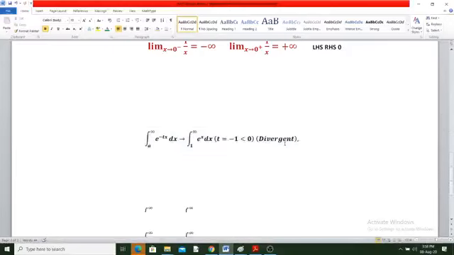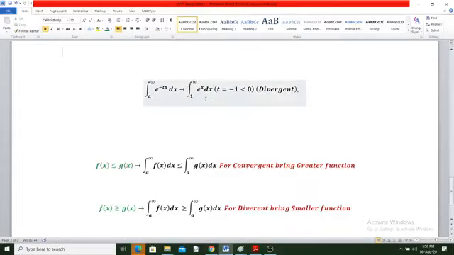What about this integral that you see many times? If you compare it with the exponential integral, we get t equal to -1, and t equal to -1 is less than 0, which means this integral is divergent.